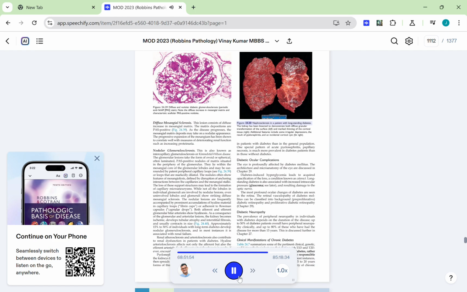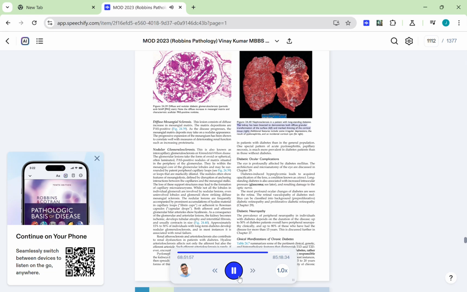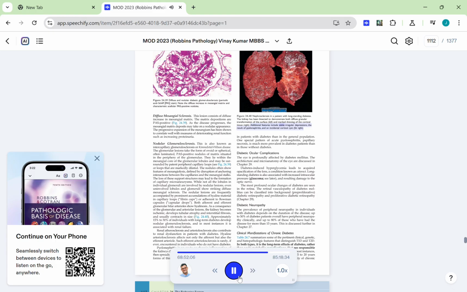Figure 24.40, nephrosclerosis in a patient with long-standing diabetes. The kidney has been bisected to demonstrate both diffuse granular transformation of the surface and marked thinning of the cortical tissue. Additional features include some irregular depressions, the result of pyelonephritis, and an incidental cortical cyst.